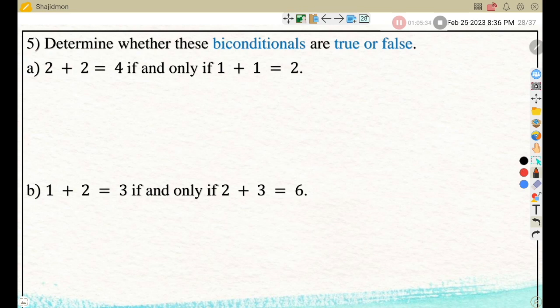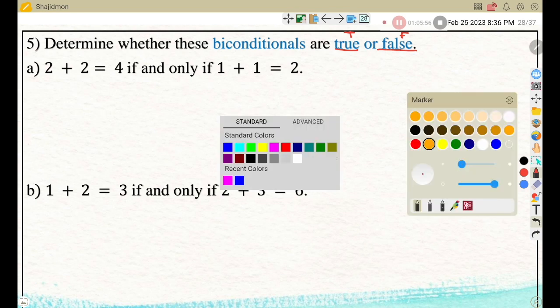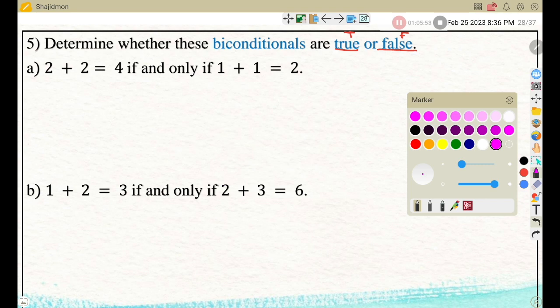Determine whether these biconditionals are true or false. So we need to write either true or false. True means use capital T. False means capital F. So down statement is true or false. That is the question. Okay. So we will go to the question here. We will do the question.